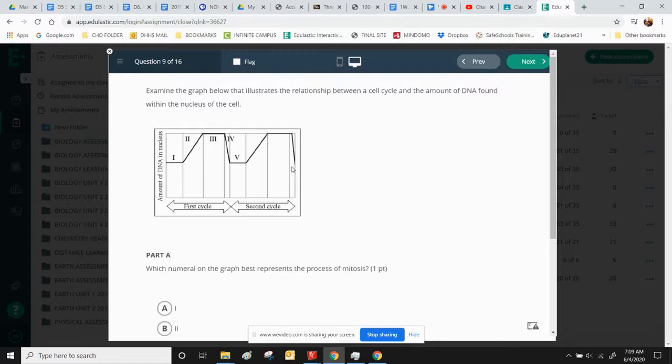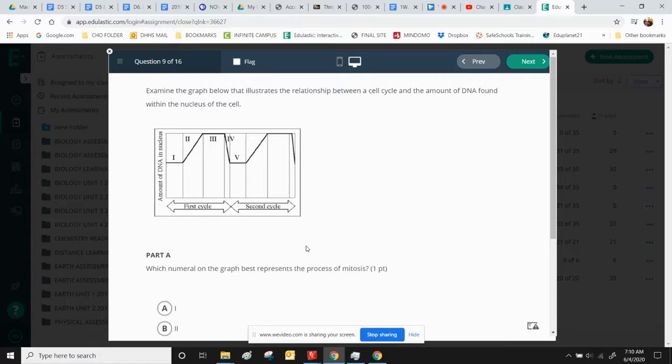So if I think about a cell, and I think about the nucleus, and I think about DNA, and then more DNA, and then a little more DNA for a little while, because that's what this seems to represent, and then there's less DNA. So it sounds to me like the x-axis probably represents time. What this is doing is basically putting the cell cycle into a graph-like diagram. And so the question is asking you, which numeral on the graph best represents the process of mitosis?